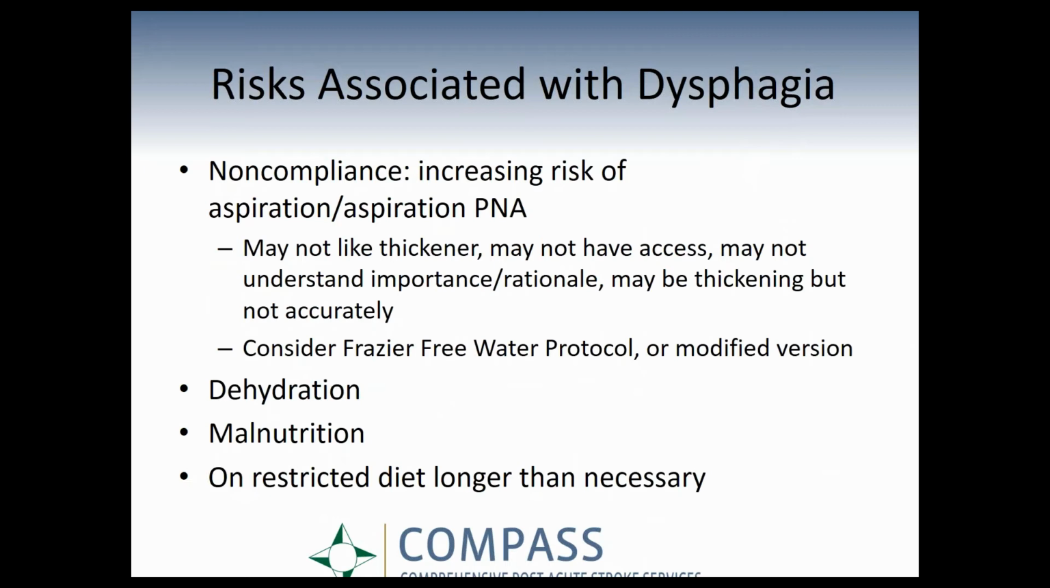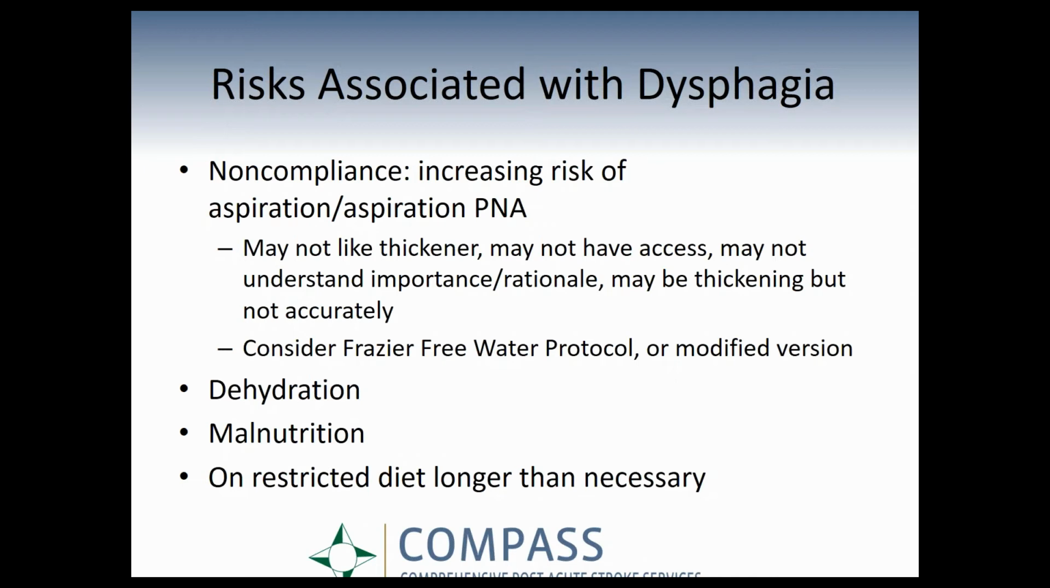So some of the risks associated with dysphagia, other than the obvious of the patient getting aspiration or aspiration pneumonia, is noncompliance, and it may not even be because they just don't like it, which is often the case. They don't like it and no one's there, and particularly if it's silent aspiration, they don't really believe in it anyway. But patients may not have access to thickener, they may not have been properly educated how to thicken accurately, or maybe they received the education and just couldn't retain that. There's so many other things going on at that time.